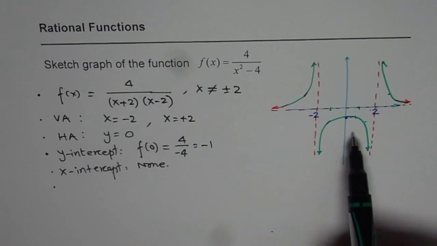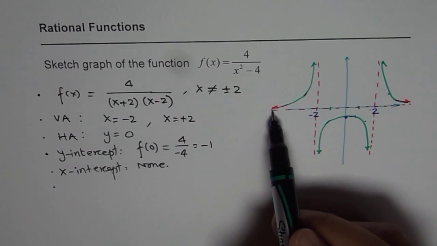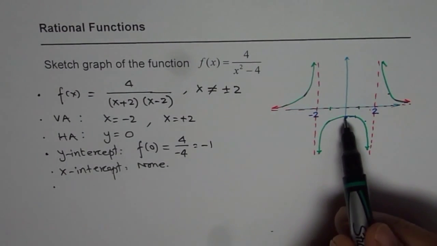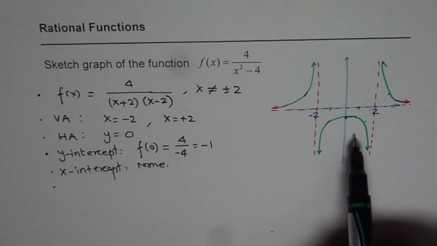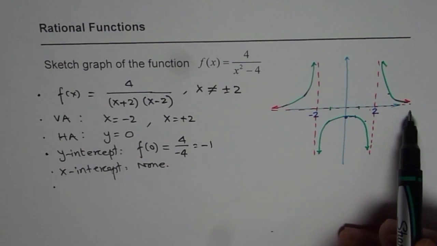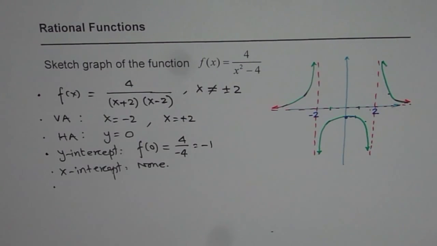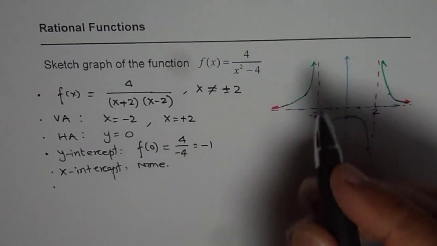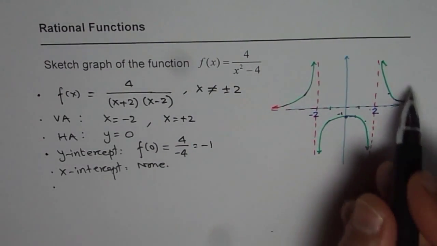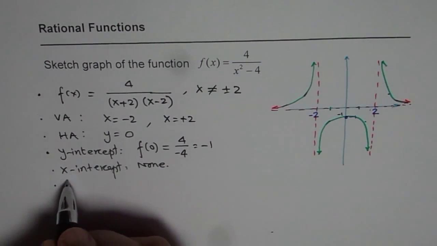Now the function is increasing in the interval from minus infinity to minus 2 and from minus 2 to 0, and is decreasing in the interval from 0 to 2 and from 2 to infinity. But that is how our function is going to look like, right? So let me write down this value, which is kind of important for us, minus 1, right?